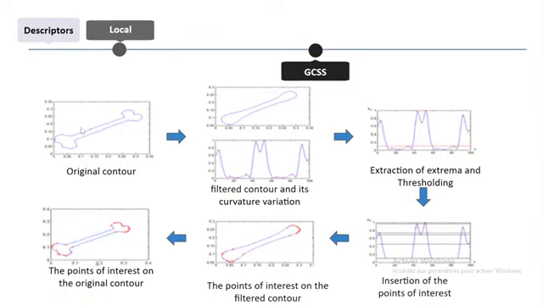We are, for example, having a shape. We are applying smoothing with the Gaussian kernel. So we have the filtered contour, and here the variation of the curvature. What we take is the maximum values after thresholding, for example, and just those are the descriptors. This is the CSS until here.